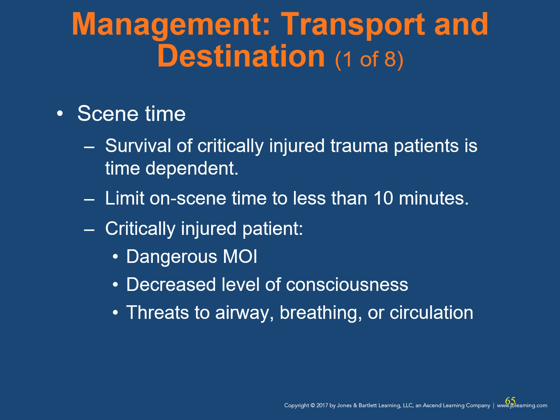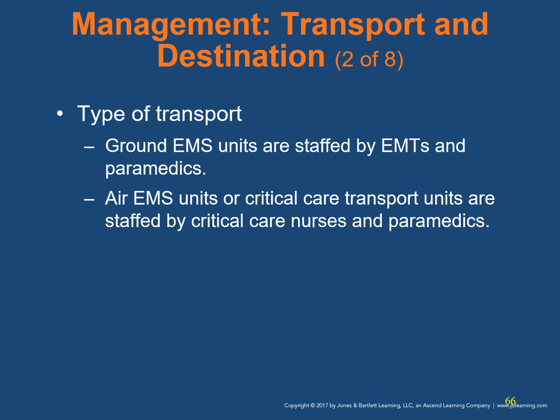The following criteria will help you identify a critically injured patient: dangerous MOI, decreased level of consciousness, any threats to airway, breathing, or circulation. Type of transport. Modes of transport ultimately come in one of 2 categories: ground or air. Ground EMS units are staffed by EMTs and paramedics. Air EMS units or critical care transport units are staffed by critical care nurses and paramedics.